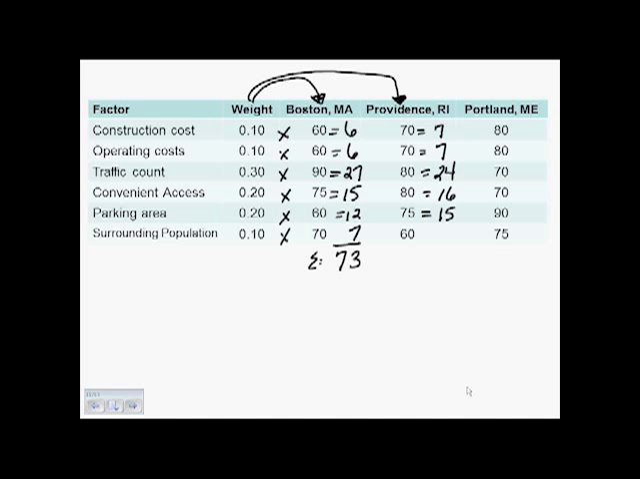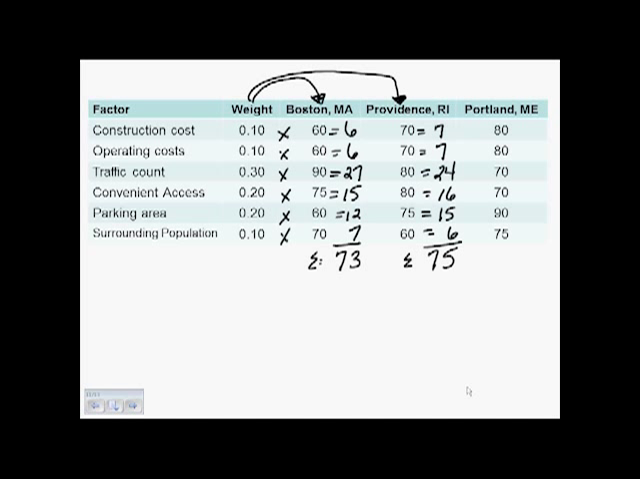And surrounding population, Providence, Rhode Island received a score of 60 with a weight of 0.10. That should be a 6. Again, I want to sum up these numbers for Providence, Rhode Island's weighted score here. So 7 plus 24 plus 16 plus 15 plus 6. I add them all together and I should get 75 points for Providence, Rhode Island.